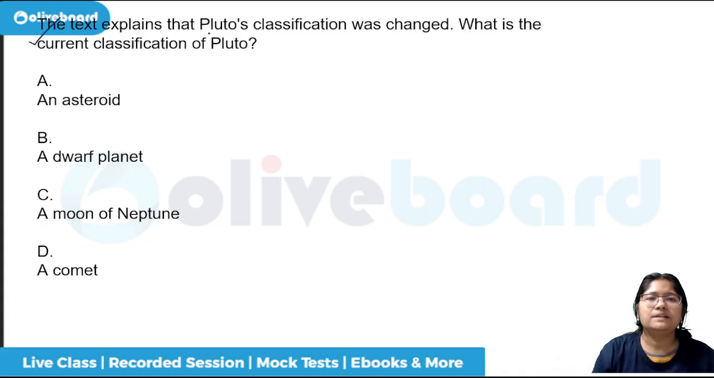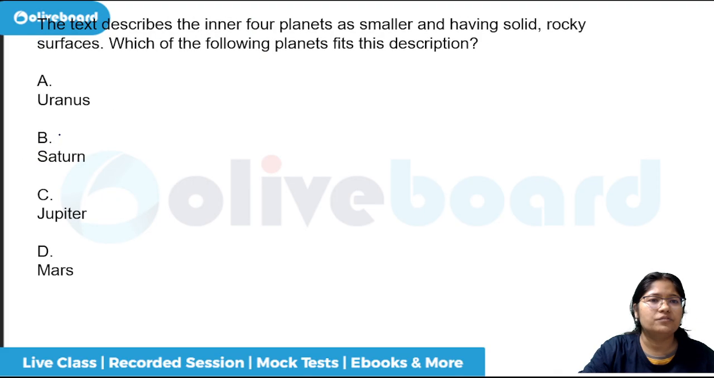The text explains that Pluto's classification was changed. What is the correct classification of Pluto? The correct classification now is a dwarf planet.